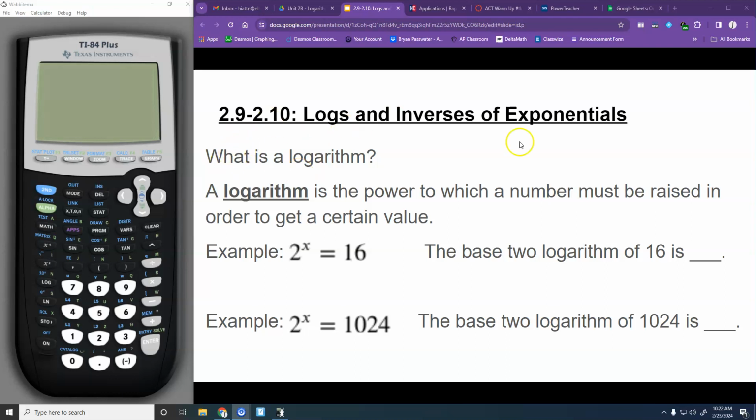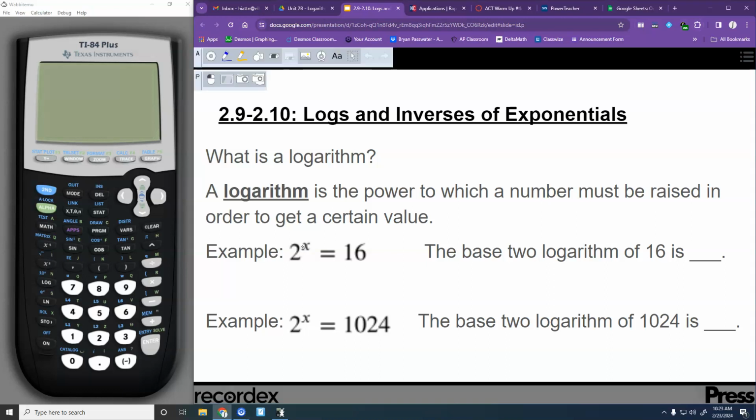All right, so let's talk a little bit first about what a logarithm is, because it sounds just like some crazy difficult math stuff to deal with. But a logarithm is the power to which a number must be raised in order to get a certain value. So I've got a couple examples here. 2 to the x power equals 16. All right, what number would I have for my x right there?